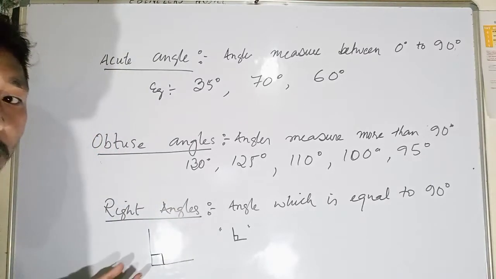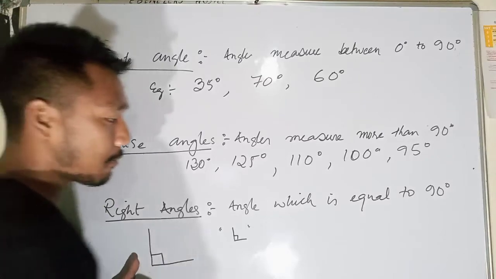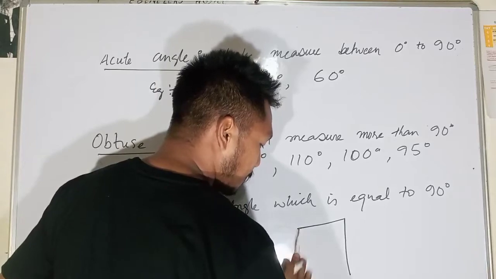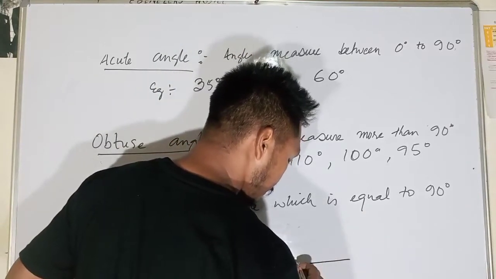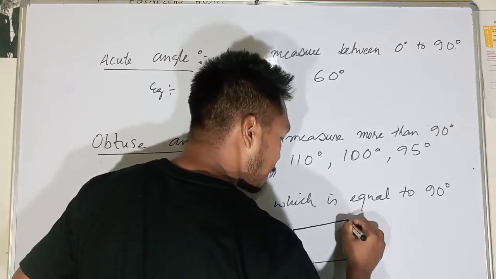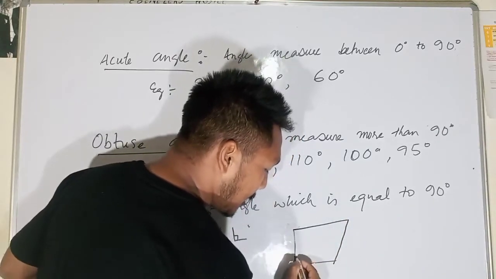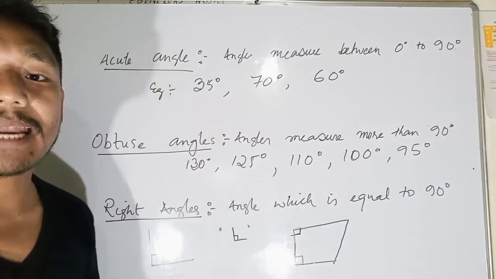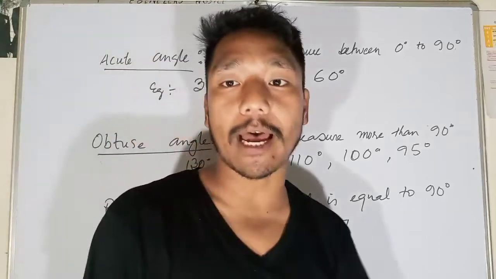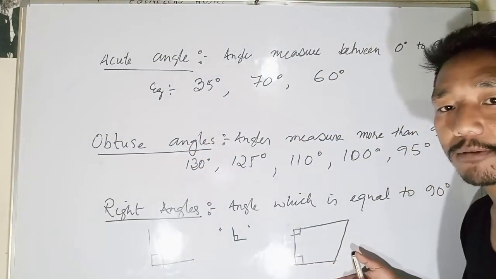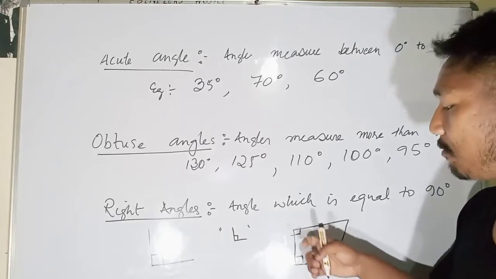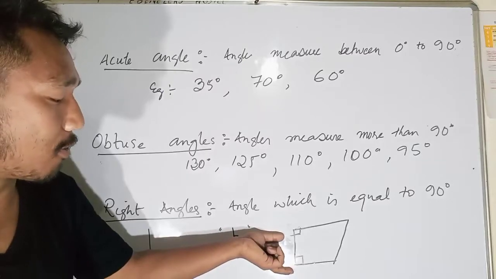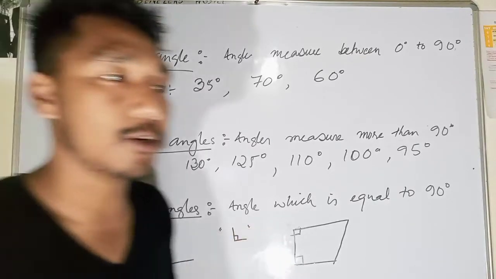So if you find such types of figures, let's say this is your figure, and this is where we give 90. This is what we call the box. Then remember, these two angles are 90 degrees. In higher classes, they will not give the angle, but you have to identify that if you find such a box denoted in the figure, then that angle is considered to be a right angle.